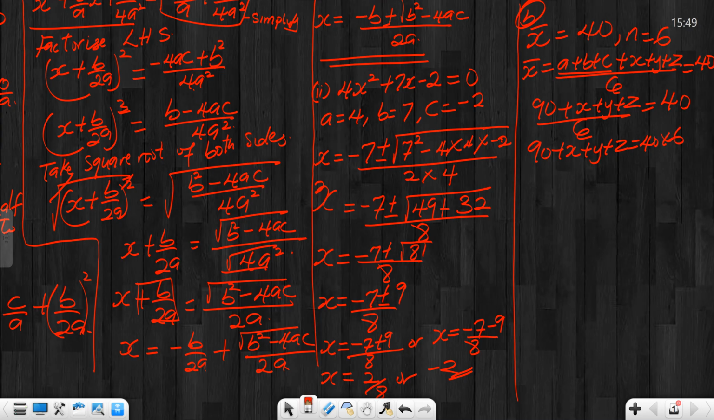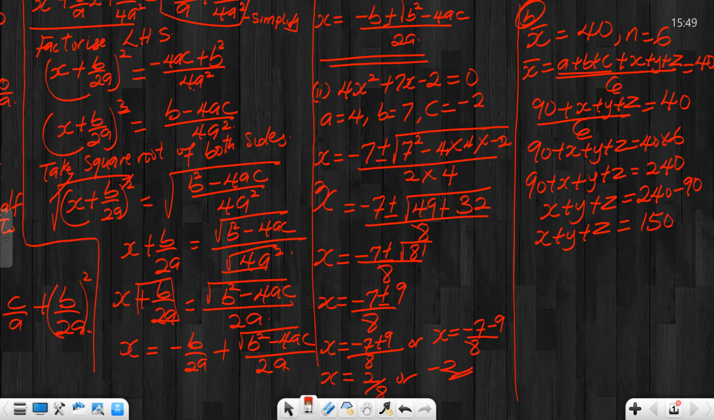40 times 6. Then 90 plus x plus y plus z equals what? 40 times 6. I have 200 and what? I have 240. So from this 240, then my x plus y plus z equals 240 minus 90. And my x plus y plus z, that gives me 150.